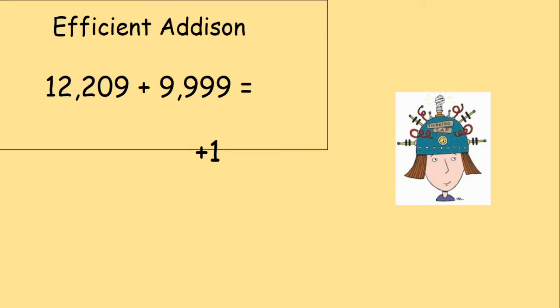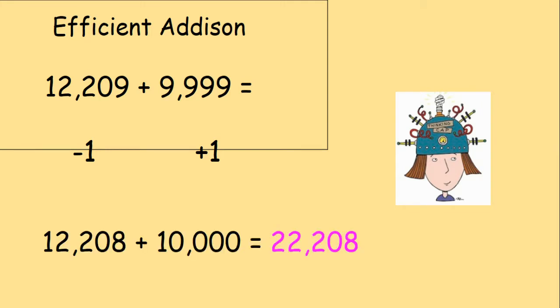9,999 needs one more to be a rounded number so that it is easier to add. So I would subtract one from 12,209, and I would regroup it onto 9,999. This changes my calculation and makes it easier, but it keeps the total the same. I would now have 12,208 add 10,000, which gives me 22,208.